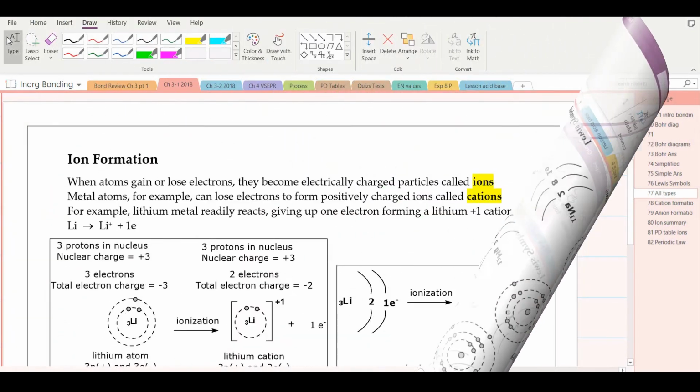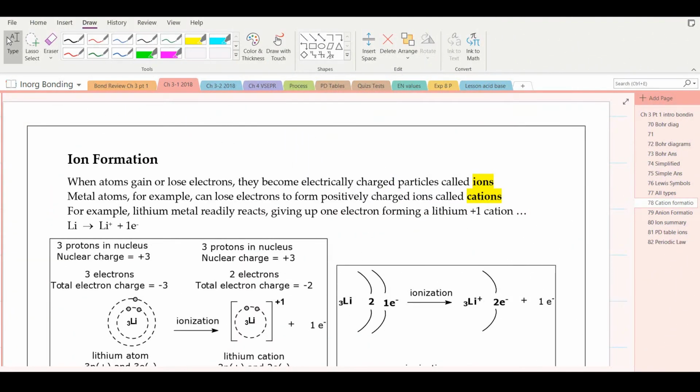Page 78, please. Now that we have our symbols and diagrams all ironed out, we can use these to show the formation of bonds between atoms. When atoms gain or lose electrons, they become electrically charged particles called ions. When metals, for example, lose electrons, they form positively charged cations. For example, lithium readily reacts, giving up 1 electron to form a lithium plus 1 cation. We would draw it this way in a chemical formula.